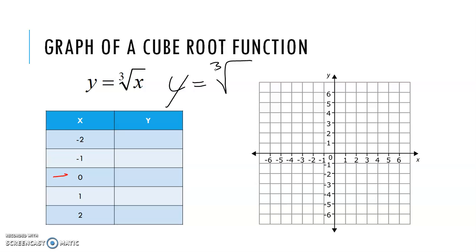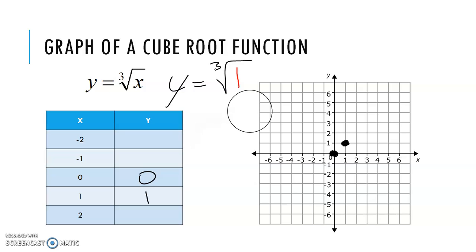Okay, so first one, let's start with 0. Y equals the cubed root of 0. That gives me a 0. So (0, 0) is a point on this graph. Next one we're going to look at 1. Y equals the cubed root of 1. What is the cubed root of 1? It is just 1. So (1, 1) is a point on this graph.